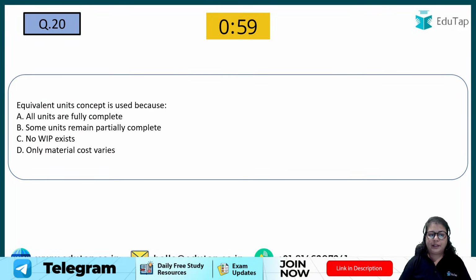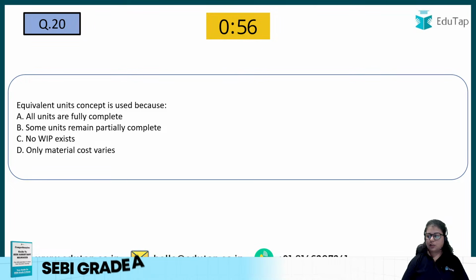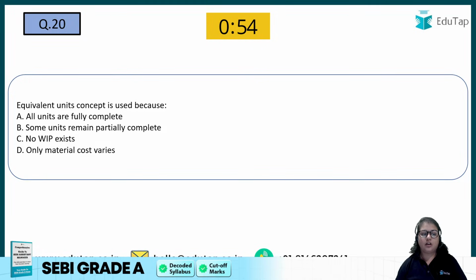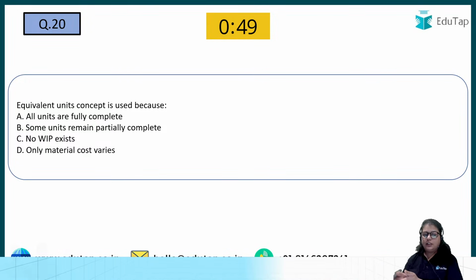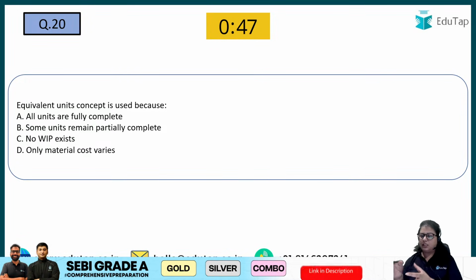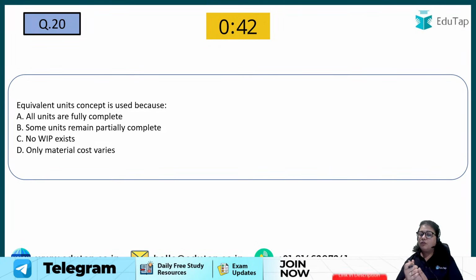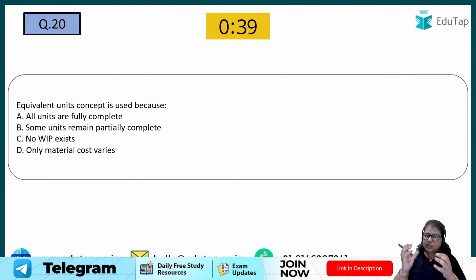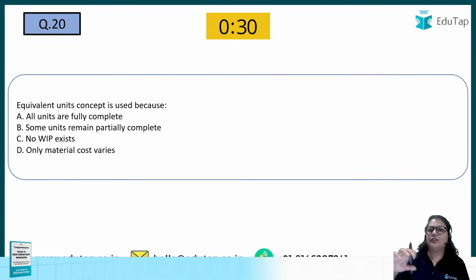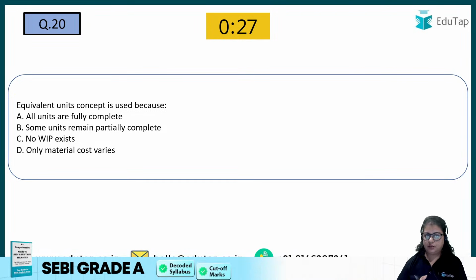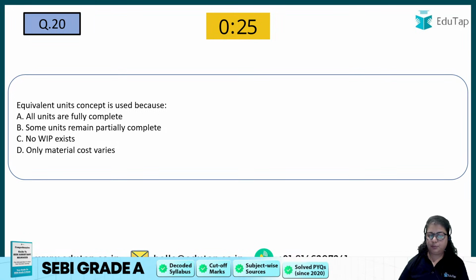So question number 20, equivalent units concept is used because, what is equivalent units concept? In process costing also, at the end of the accounting period, some of the units are still not made. So what will we do of that? Will we ignore it? No, because a part of that work is complete, but some part is not. So because this some part is not complete, we will convert it into equivalent units, according to the percentage completion.